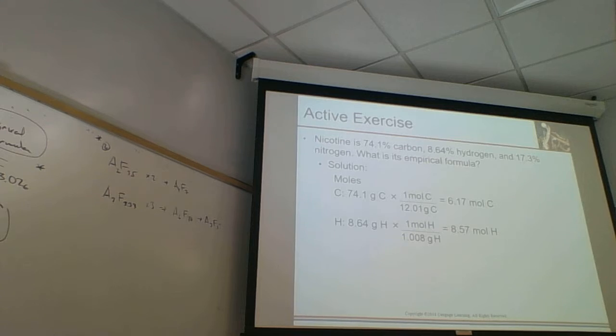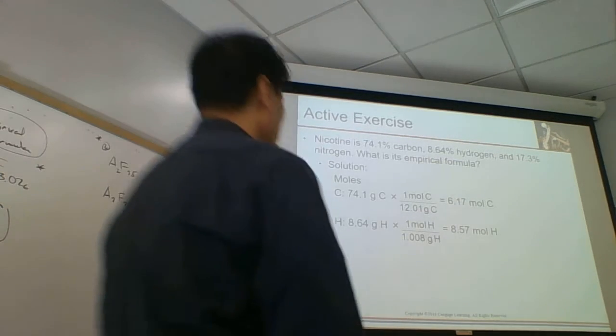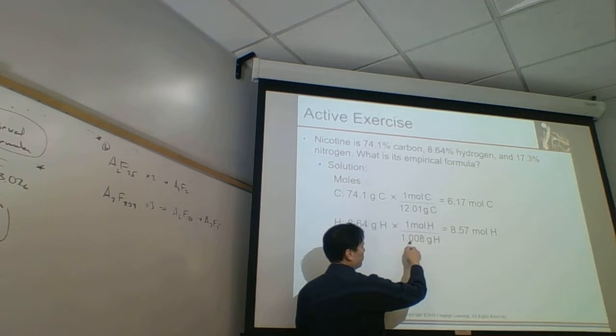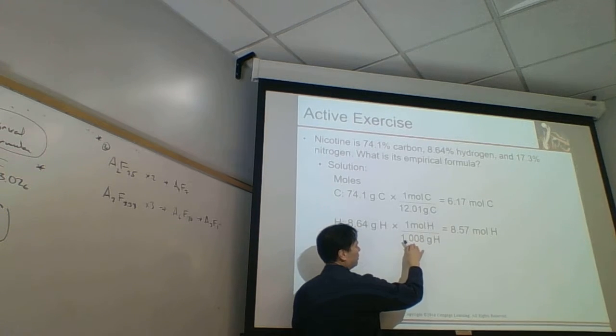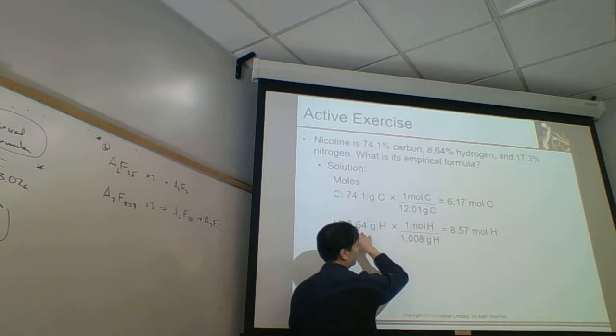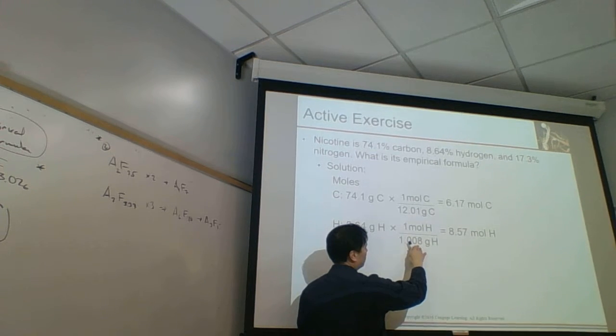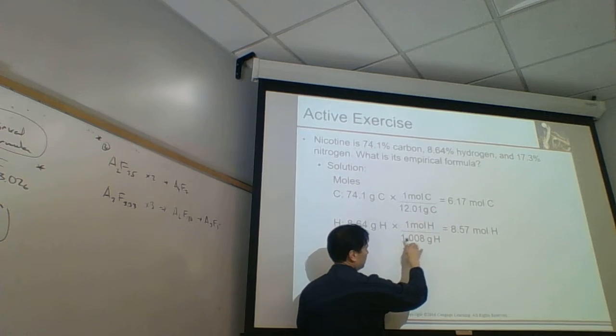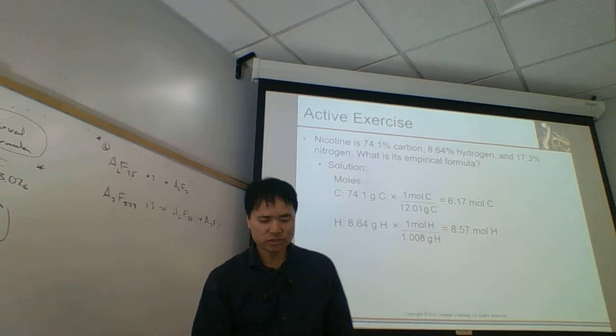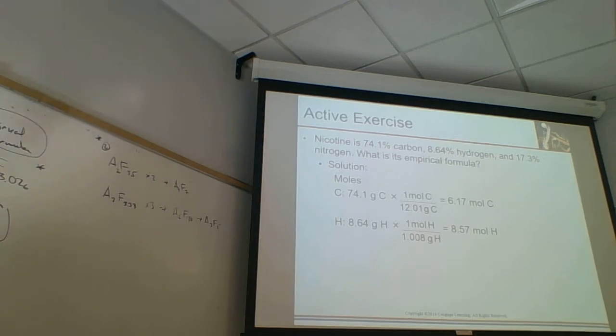Then we go on to hydrogen. 8.64 grams of hydrogen. In this case, we want to use 1.008. We don't want to use 1.01 because that will limit this to 3 sig figs, although it doesn't really matter that it's 3 sig figs. But to minimize round off error, we'll just carry 4, one more than the given. It gives us 8.57 moles of H. I usually carry that one more digit, rounded at the very end. And then we had 17.3 grams of nitrogen, 17.3% nitrogen. A mole of nitrogen atoms weighs 14.01 grams, giving 1.23. And so this is the mole ratio here.